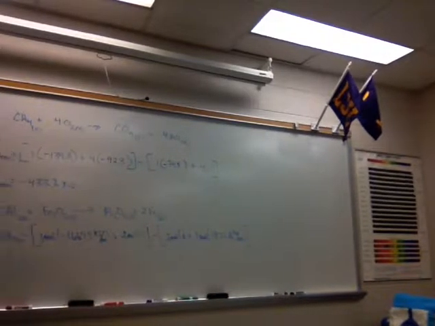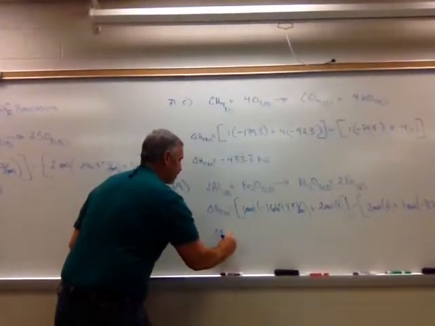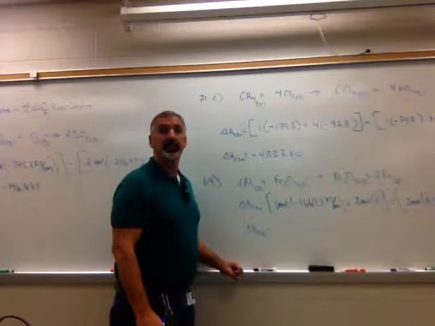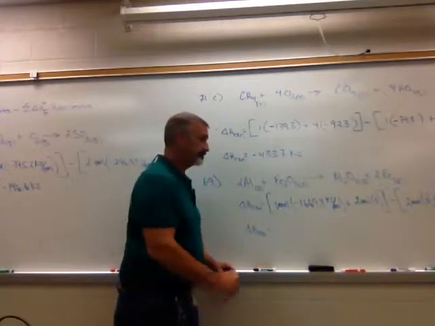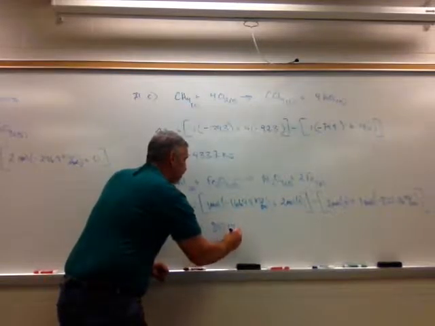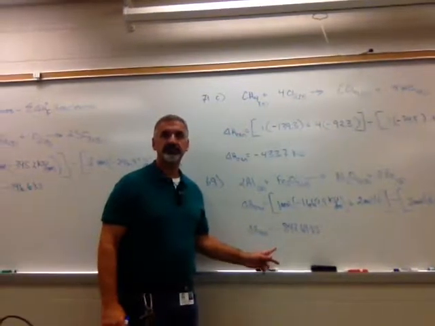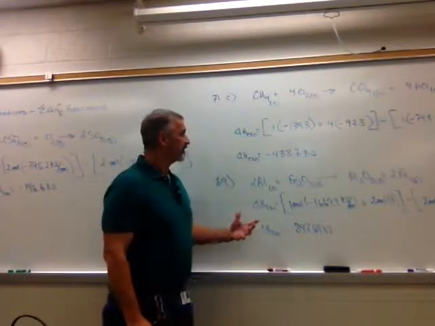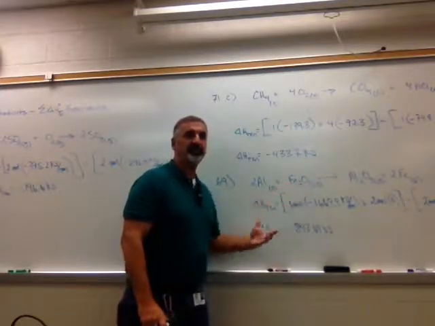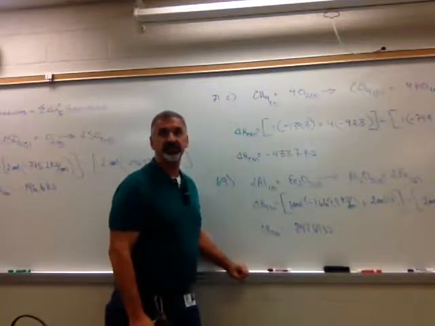So now we just add all those together. Delta H of the reaction turns out to be negative 847.64 kilojoules. So what does the negative sign mean? Exothermic. Okay? So this is the amount of energy released when 2 moles of aluminum and 1 mole of Fe2O3 are reacted. This much energy is released.